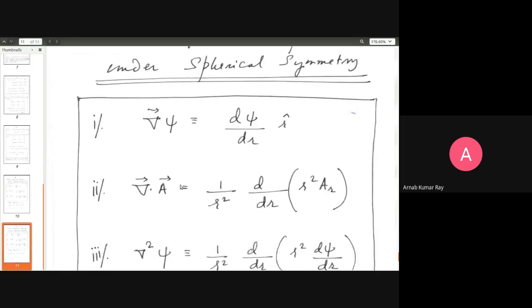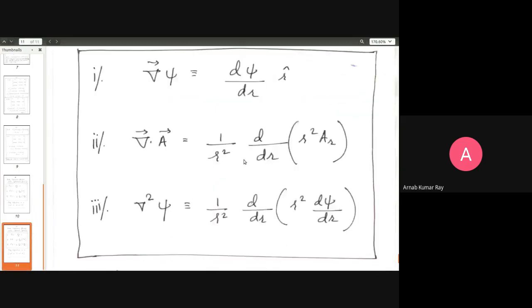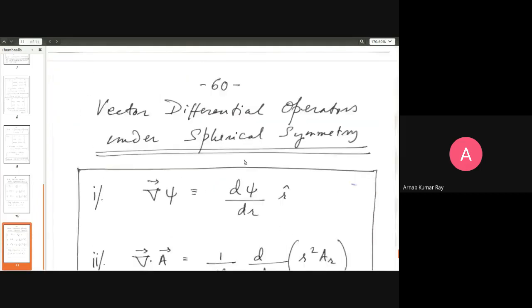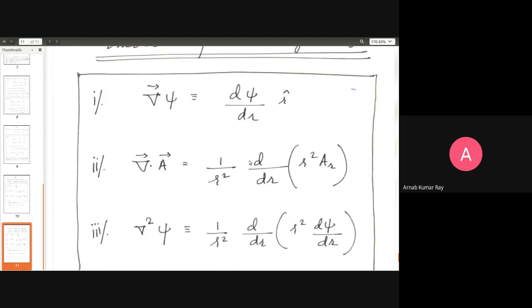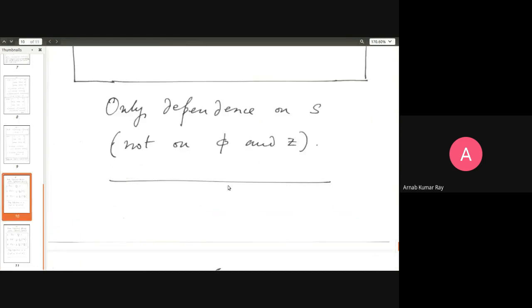The same thing is happening in the spherical polar coordinate system. You have all these things. So a table of formulae will be supplied to you for the examination. I'd just like to draw your attention to a certain symmetry here.